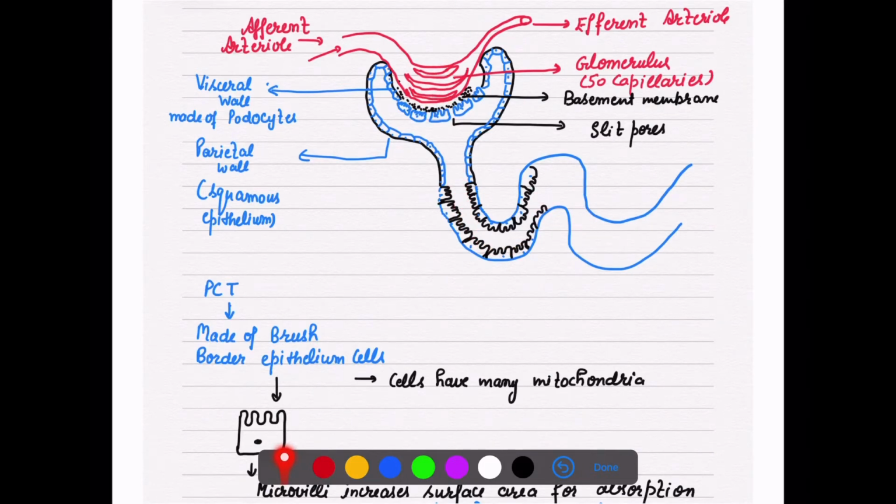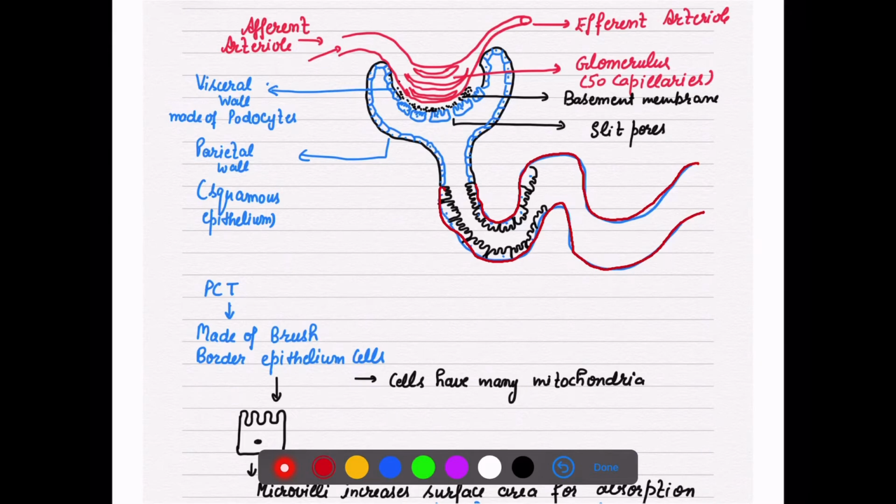So here as you can see, this afferent arteriole, through this blood is coming in, and afferent is leaving the blood, right? Basement membrane and slit pores. Now this parietal wall of Bowman's capsule further extends out into the PCT, right? So this red portion which I am making now is very close to our Bowman's capsule, or you can say renal corpuscle. So this portion is known as our PCT.